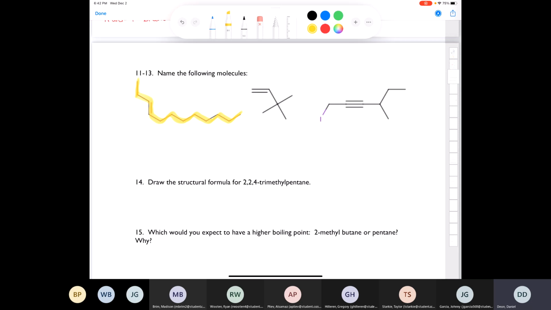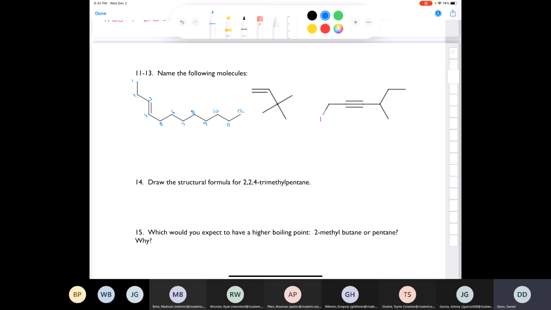But we're going to want to number it starting on this end because that will give the double bond the lowest possible number. So we'll go 1, 2, 3, 4, 5, 6, 7, 8, 9, 10, 11, 12. Now, I know we didn't look at a whole lot of 12 carbon chains, but when you have 12 carbons in a row, that's called a dodecane. So this would be a dodecene. It goes decane, undecane, dodecane.